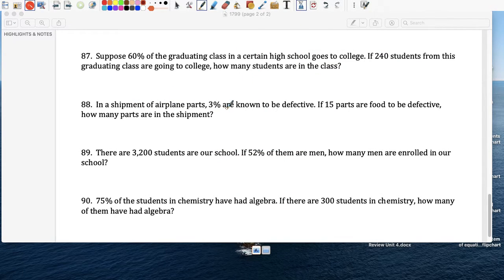Next: in a shipment of airplane parts, 3% are known to be defective. That's not nice to know. 15 parts are found to be defective. How many parts are in the shipment? Okay, so there's a shipment of airplane parts. The majority of it is okay, but 3% of it has some type of defect. So 15 is 3% of what number?